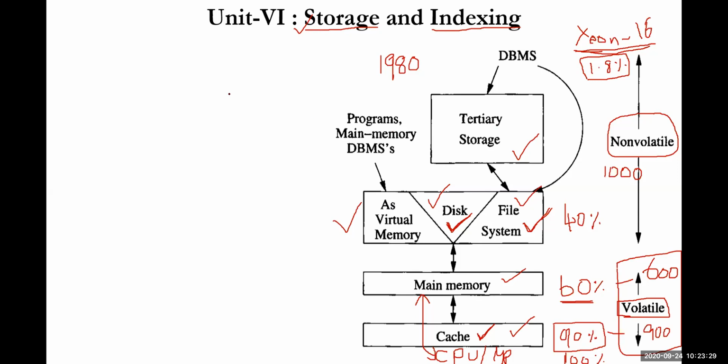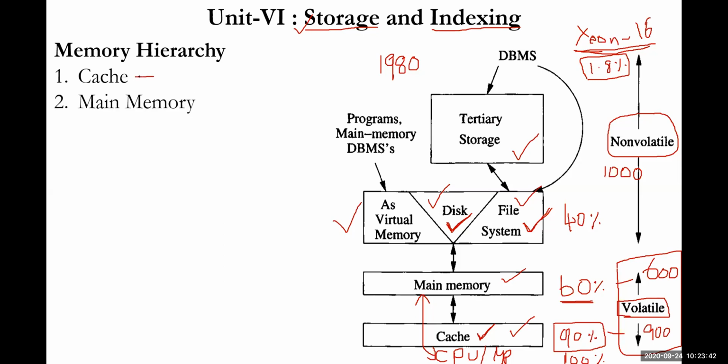Let me explain the different categories of our storage. The memory hierarchy comes first. We have cache memory. Cache memory is a high-speed memory which can supply information or executed instructions to the microprocessor at a faster rate. And then there is main memory.